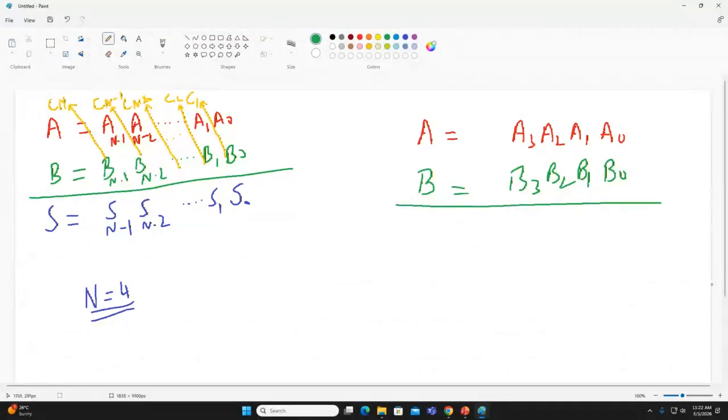When we add these two numbers, we get S0. We add A0 and B0, and it generates a carry, C1. Then when we add C1, A1, and B1, we get S1, and it generates a carry, C2. Then we get S2 and a carry C3, then S3 and a carry C4, and this C4 is nothing but C out.